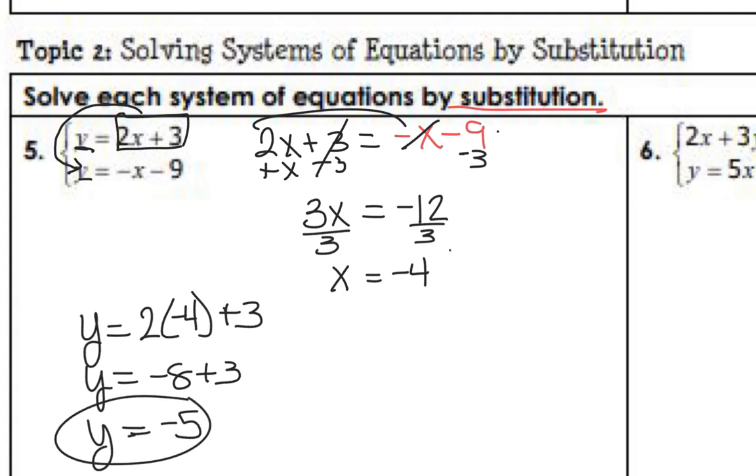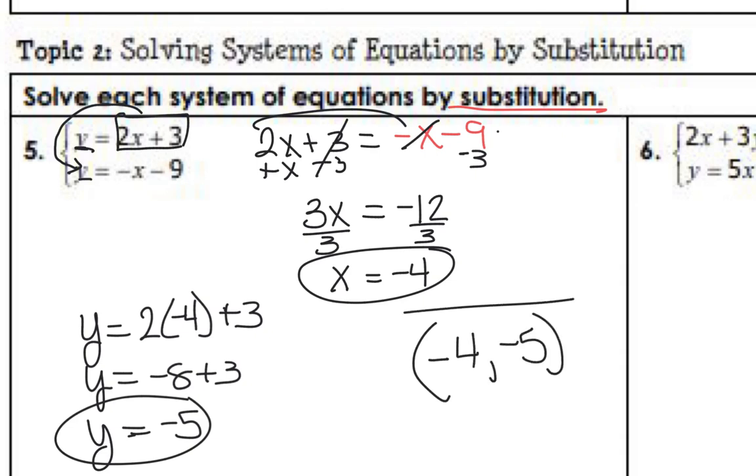So we know what our x and y coordinates are now. So our answer is the ordered pair. X is first, negative 4, negative 5. Because if I was to graph these two lines, this would be the intersection point. This is where both equations have the same x and y value.